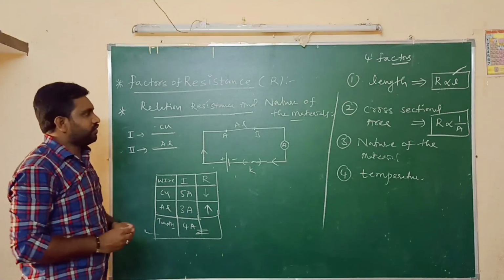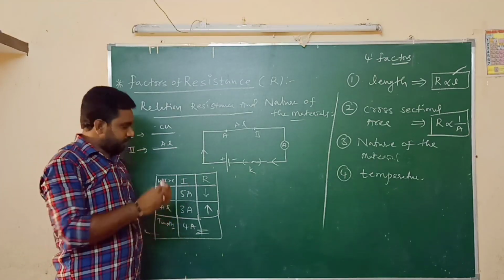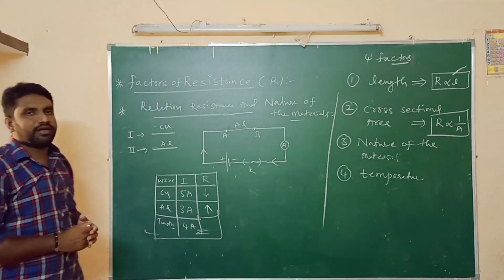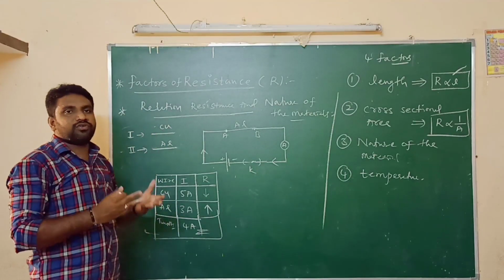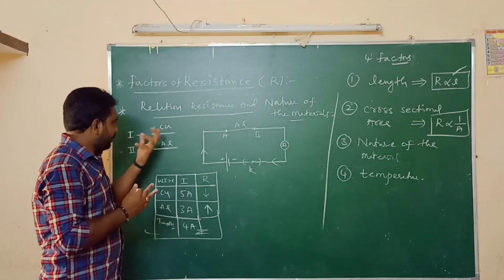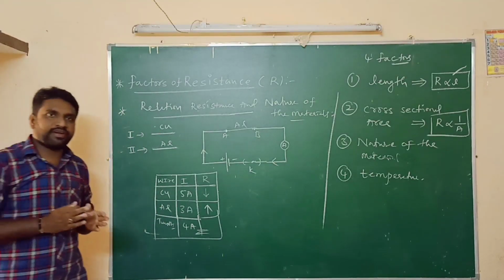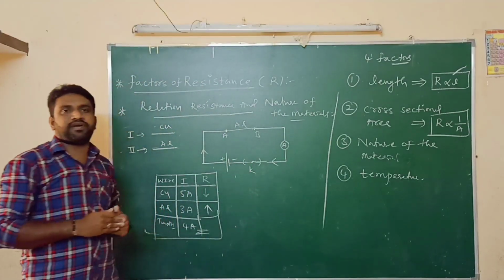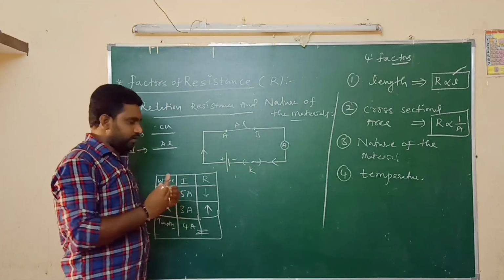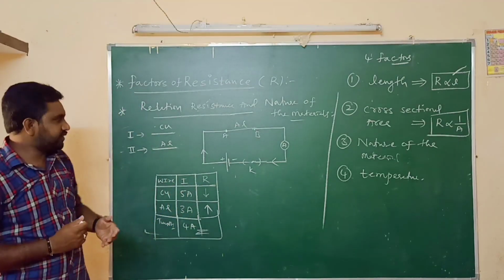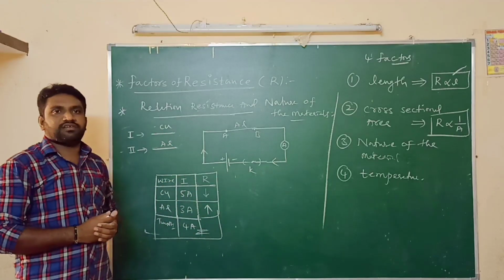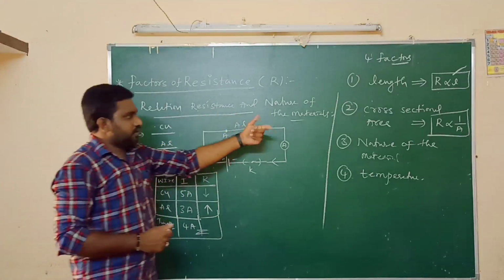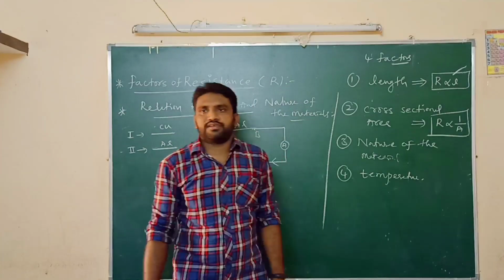What is the reason behind that? Every metal has different types of atoms. Copper metal has copper atoms, aluminum has aluminum atoms. Due to the different atoms, the structure of the atom also changes. The arrangement of atoms also changes. Due to the change in arrangement of atoms, the number of collisions is different in different metals. So due to the change in number of collisions in their own metals, the resistance also changes. That's why resistance depends on the nature of the material. That is the relation between nature of the material and resistance.